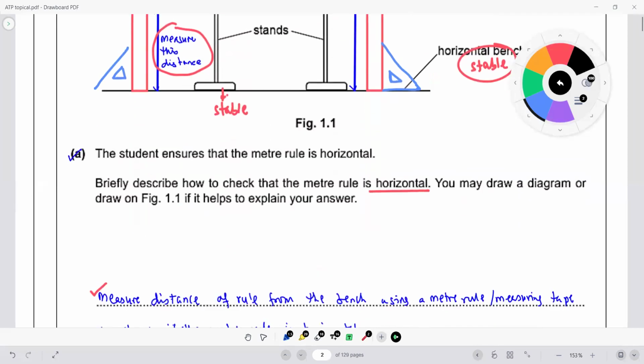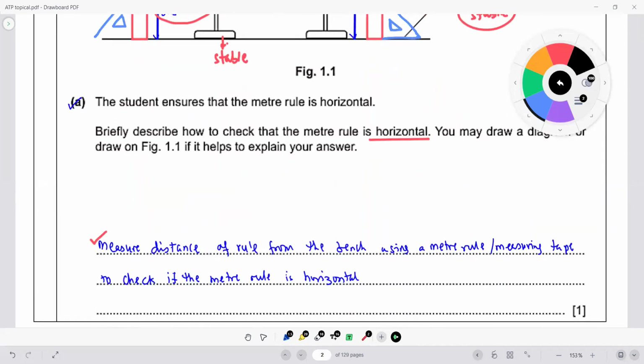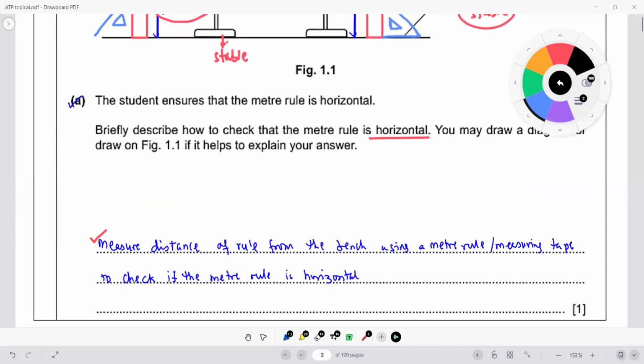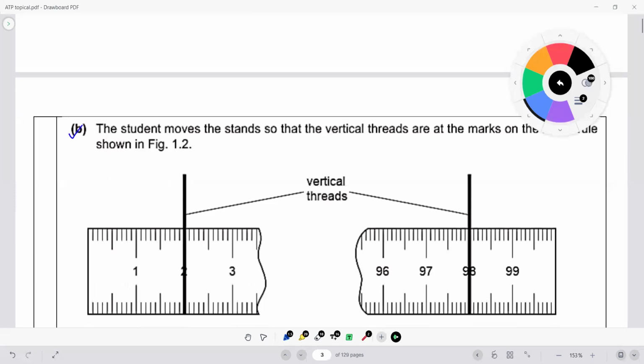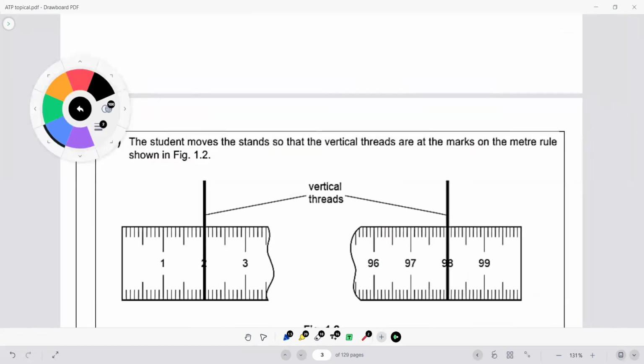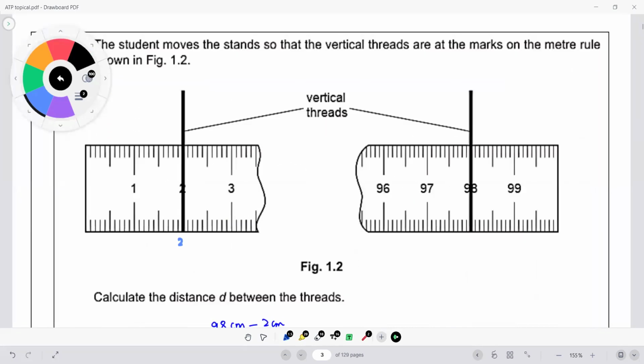Okay. So it says briefly describe how to check and it says one marker. It says measure the distance of the rule from the bench using a meter rule or measuring tape to check if the meter rule is horizontal. So it is advisable that you use the word set square to measure whenever anything is perpendicular or horizontal. Next is the student moves the stand so that the vertical threads are at the mark on the meter rule. So if you look at it, this is two exactly.